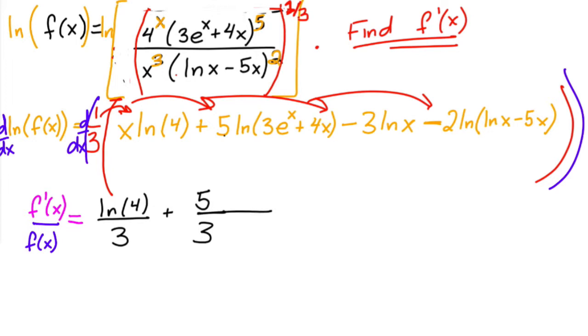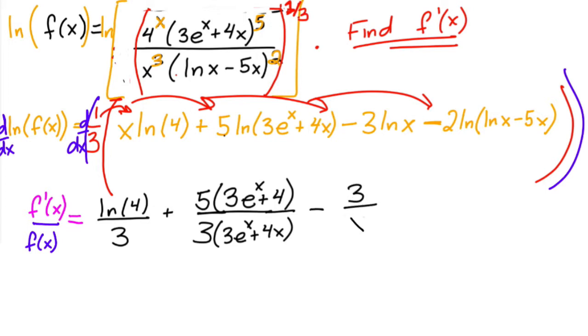Now the derivative of each one of these little logs is 1 over the inside, so 1 over 3e to the x plus 4x times the derivative of that inside. So the derivative of 3e to the x plus 4x is 3e to the x plus 4, minus 3, the derivative of natural log of x, which is 1 over x. And then don't forget the over 3 as well. So you can reduce those if you want. And then minus 2 over 3.